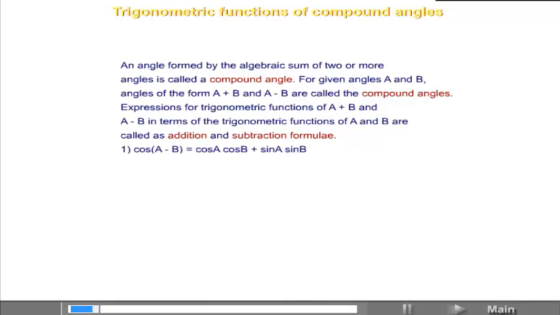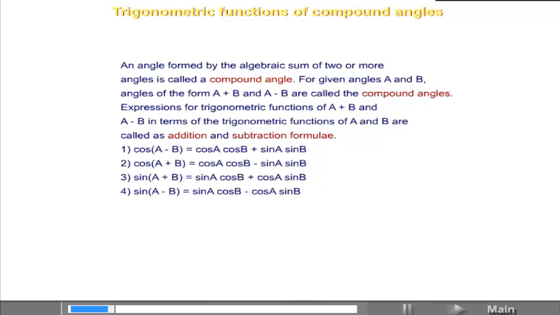1. Cos of A minus B is equal to cos A cos B plus sin A sin B. 2. Cos of A plus B is equal to cos A cos B minus sin A sin B. 3. Sin of A plus B is equal to sin A cos B plus cos A sin B. 4. Sin of A minus B is equal to sin A cos B minus cos A sin B.